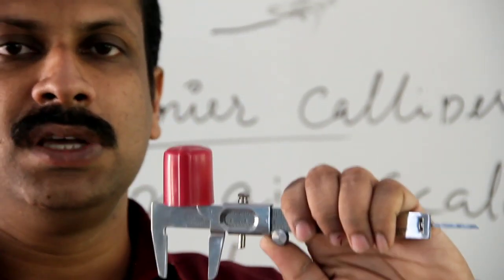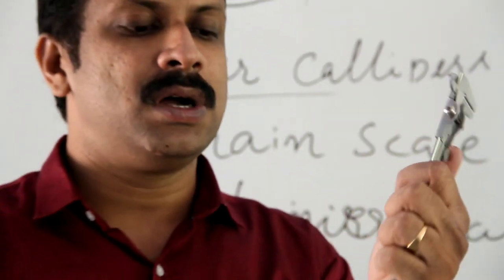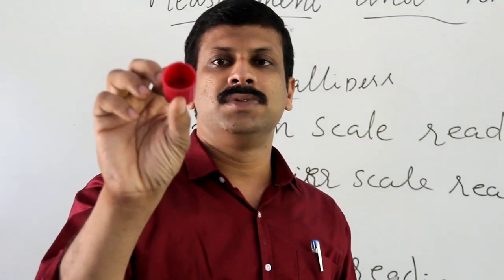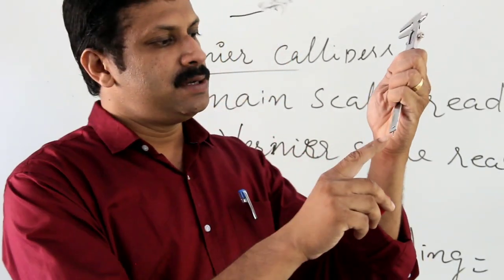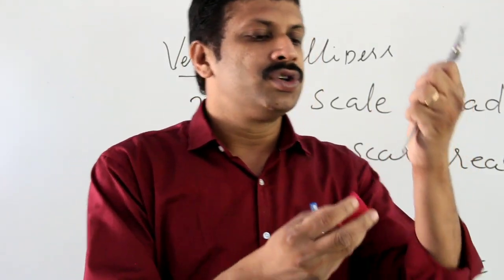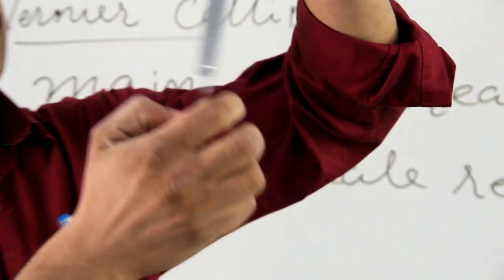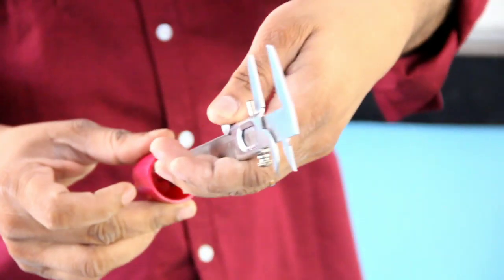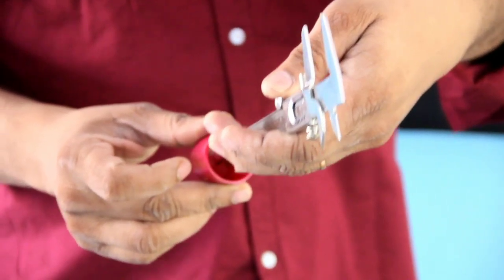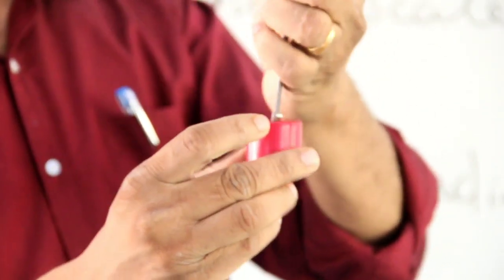For the total reading you add the main scale reading plus the vernier scale reading multiplied with the least count. And the third one is finding the depth of the object or beaker. We have a spring there. You just place this inside the object and it should touch the bottom level of the beaker, and it should be like this.